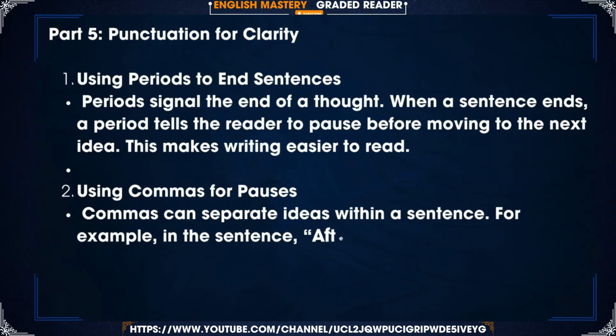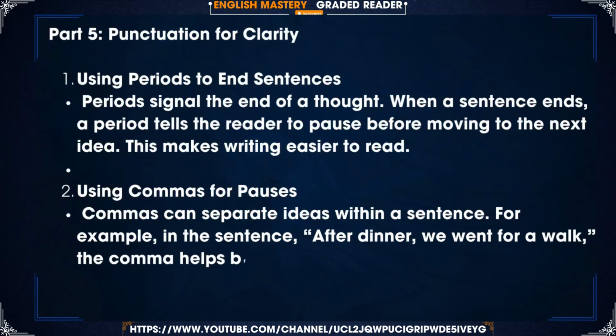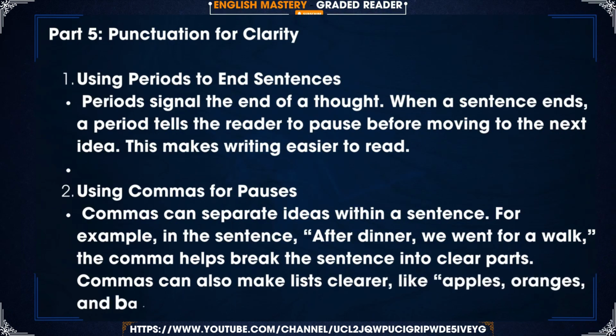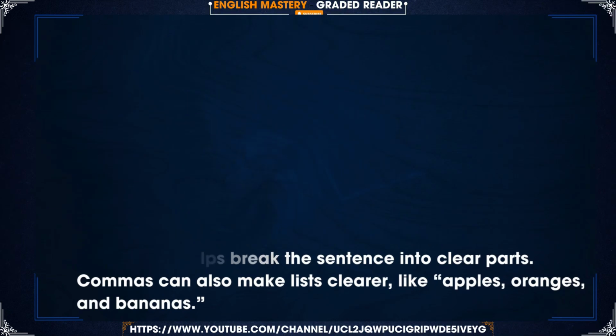2. Using commas for pauses. Commas can separate ideas within a sentence. For example, in the sentence, "After dinner, we went for a walk." The comma helps break the sentence into clear parts. Commas can also make lists clearer, like apples, oranges, and bananas.